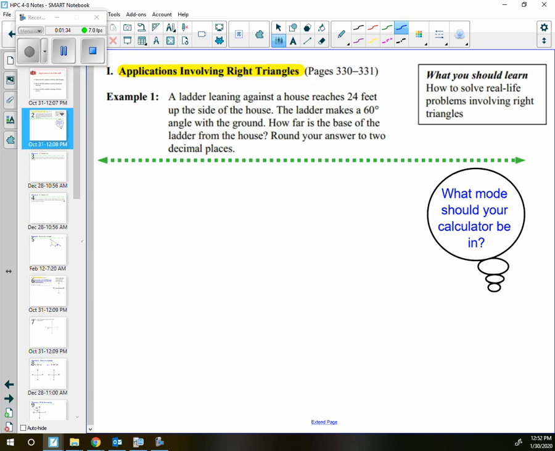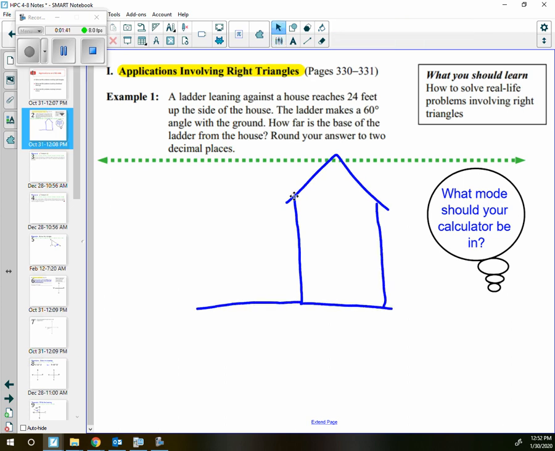All right, so if we talk about a house, so we have our house, and then we have a ladder leaning up against the house. It says that the ladder reaches 24 feet up the side of the house. So that means the distance along the side of the house is that 24 feet. And the ladder is making a 60-degree angle with the ground. And we're making the assumption here then that the right angle is right at the house to the ground. Hopefully it is, otherwise your house is a little wonky. What you want to try to figure out then is how far is the base of the ladder from the house. So you're looking for that distance right there.